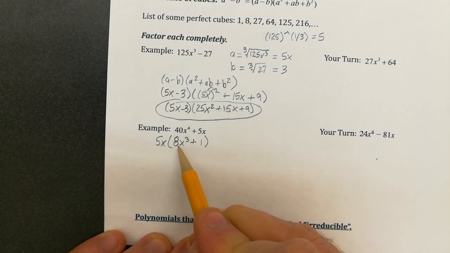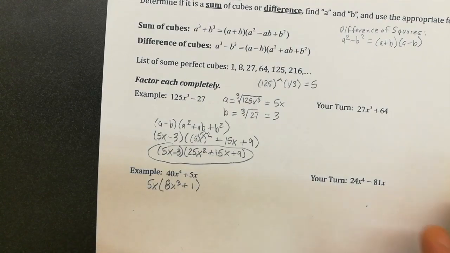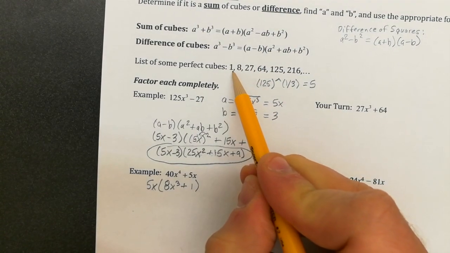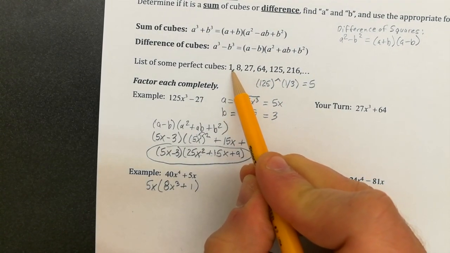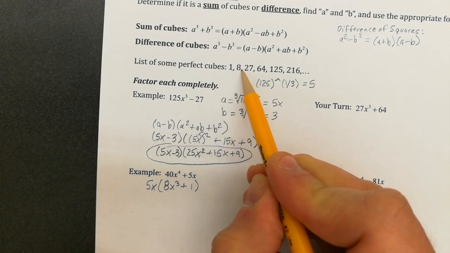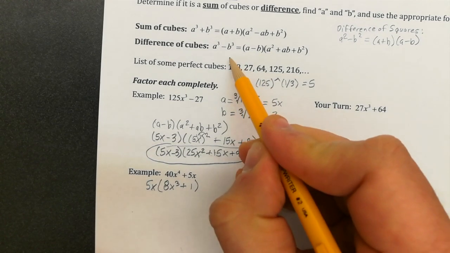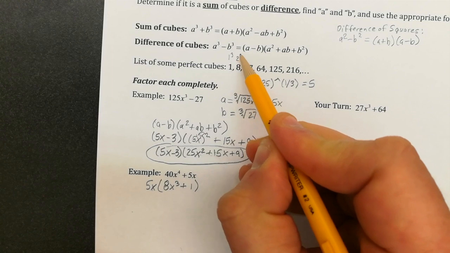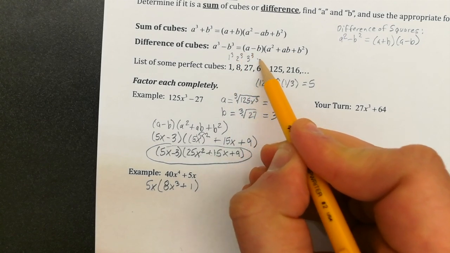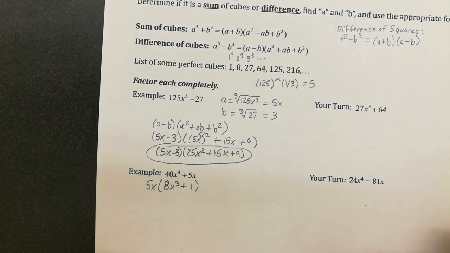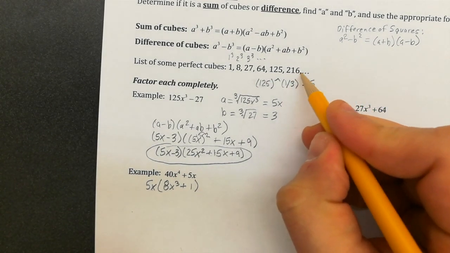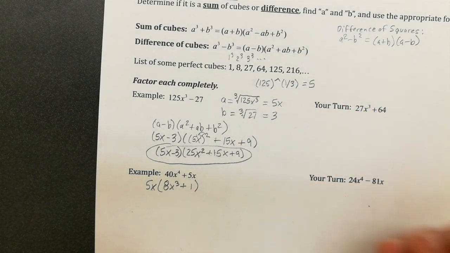8 is a cube, 1 is a cube. I didn't point this out earlier, but these are some common perfect cubes. These are the lowest perfect cubes: 1, 8, 27. This is like 1 cubed, 2 cubed, 3 cubed, etc. Okay? So it's good to be able to recognize at least some of these. I don't expect you to have them memorized, really, beyond this. This is 6 cubed right here.